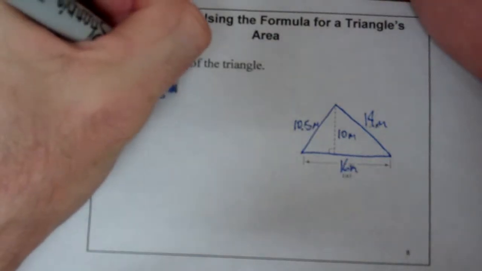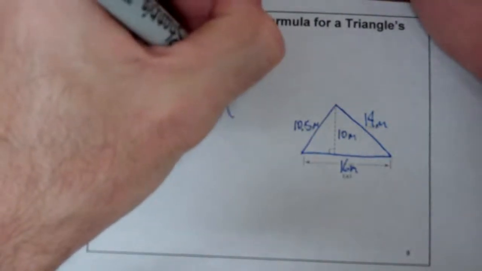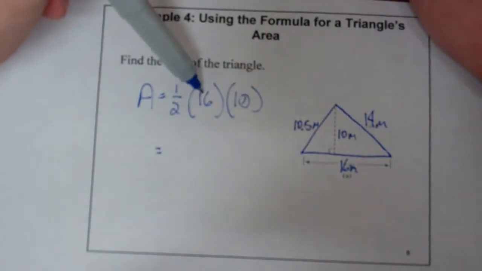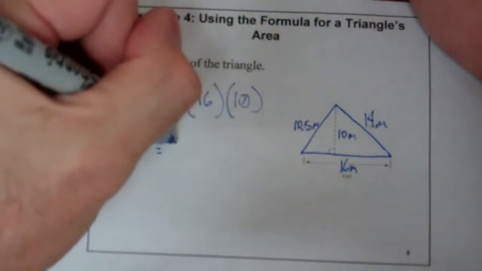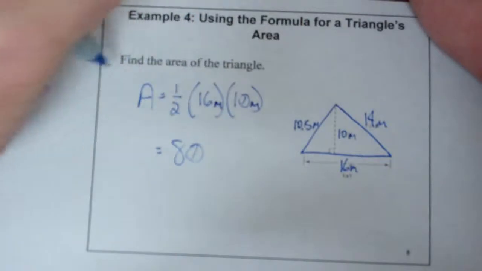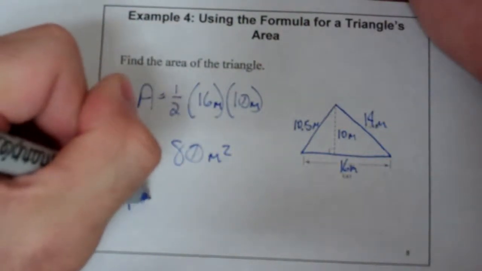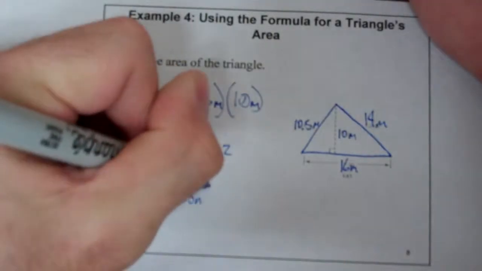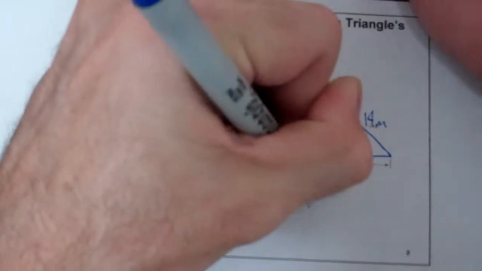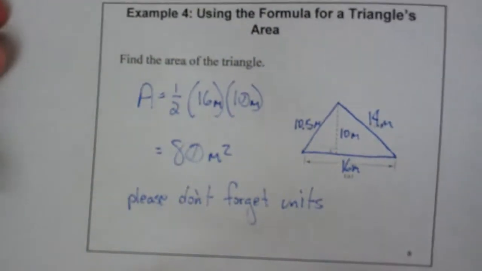and so the area here is going to be equal to 1/2 of the base, 16, times the height of 10. And of course 10 times 16 is 160, and half of 160 is 80. And of course this is meters times meters, so you're going to get meters squared. And please don't forget the units. It's really important. Okay.